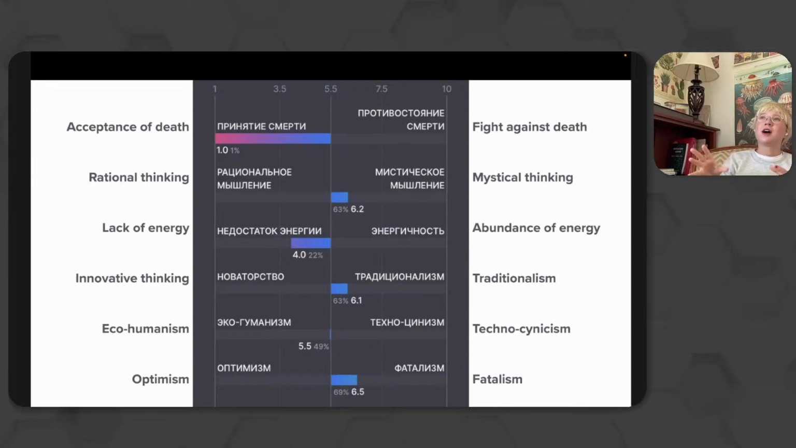Eco-humanists are kind, they recycle, they work out, they look after their health, they're fruits and vegetables kind of people. And techno-cynicists, they don't really care about their body. They spend a lot of time gaming. They can even smoke. They're more into let science fix everything for us. We don't want to do yoga or anything.